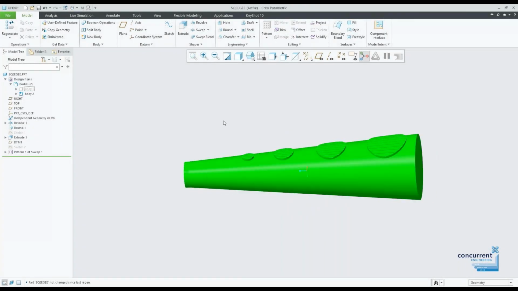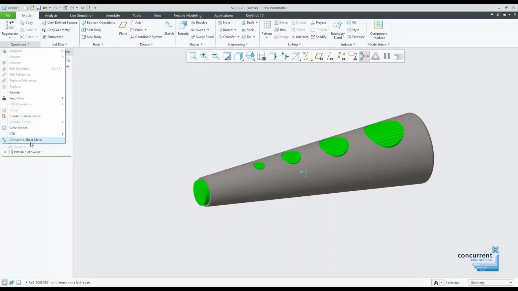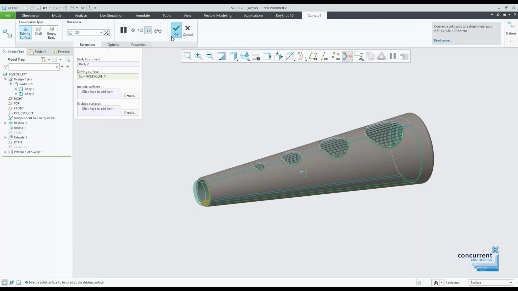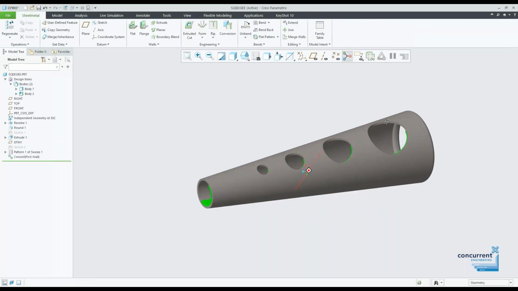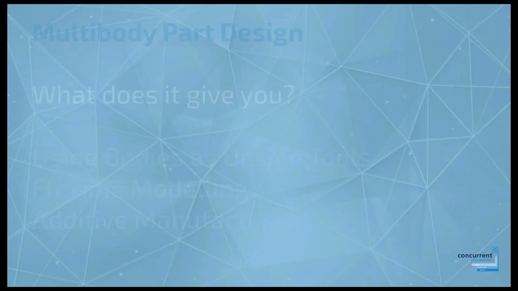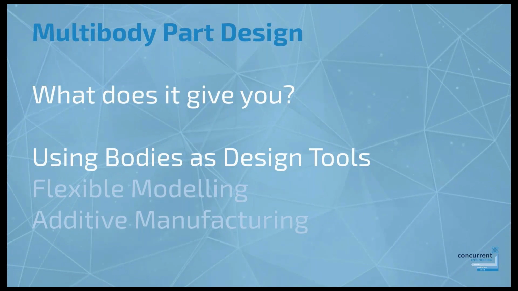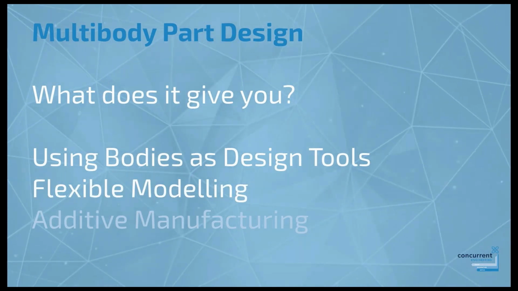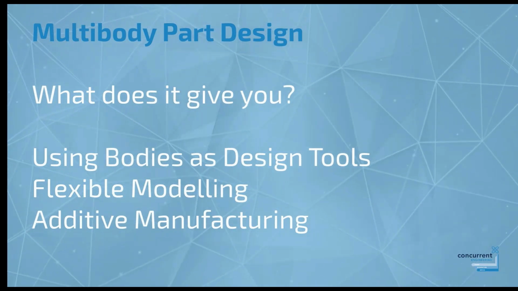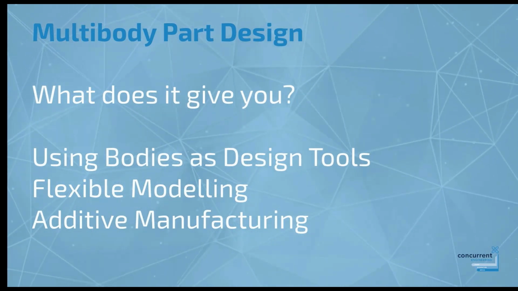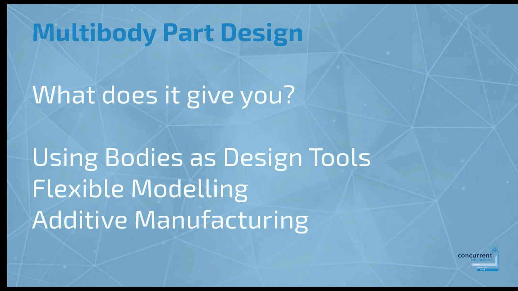Today we're going to have a look at this new functionality in various scenarios, which aim to give you a clear overview of how to apply these techniques to your everyday tasks and speed up your workflow. We'll look at picks and clicks first, and then move on to specific use cases: using bodies as design tools, flexible modelling, additive manufacturing, and then a couple of extra use cases, for example, using them in drawings. So let's start with the basics.